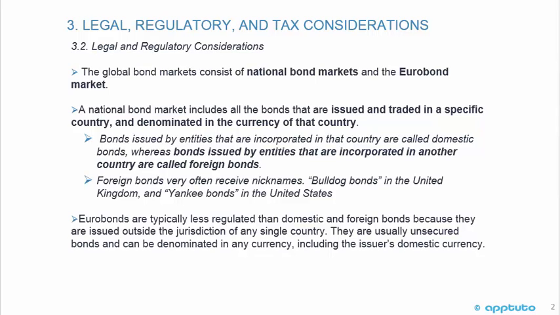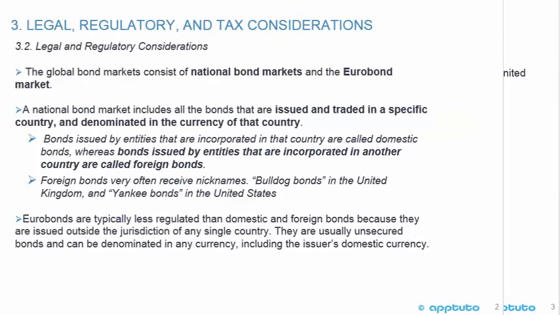Eurobonds are typically less regulated than domestic and foreign bonds because they are issued outside the jurisdiction of any single country. They are usually unsecured bonds and can be denominated in any currency, including the issuer's domestic currency.